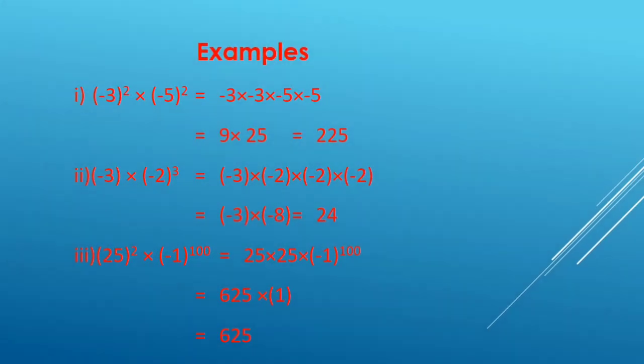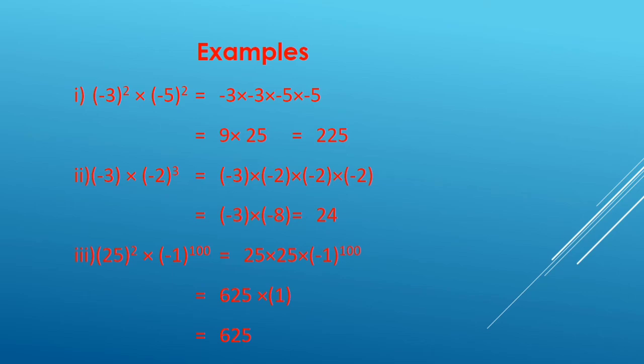Moving on to some more simplifications, we have minus 3 square into minus 5 square, that is equal to 9 multiplied by 25, that is 225. Then minus 3 into minus 2 to the power 3, that is minus 3 into minus 8 is equal to 24. Then we have 25 square into minus 1 to the power 100.